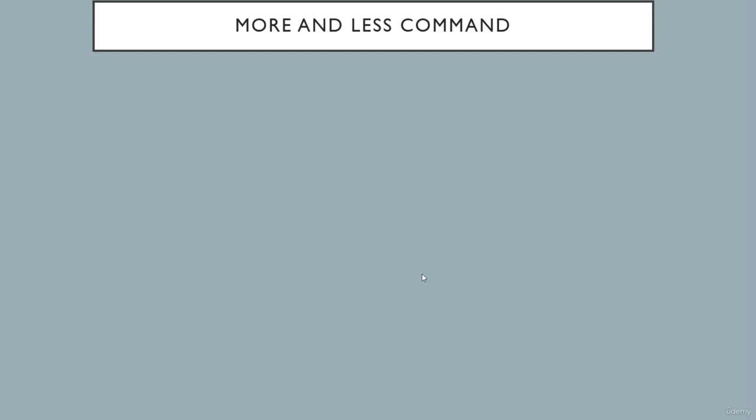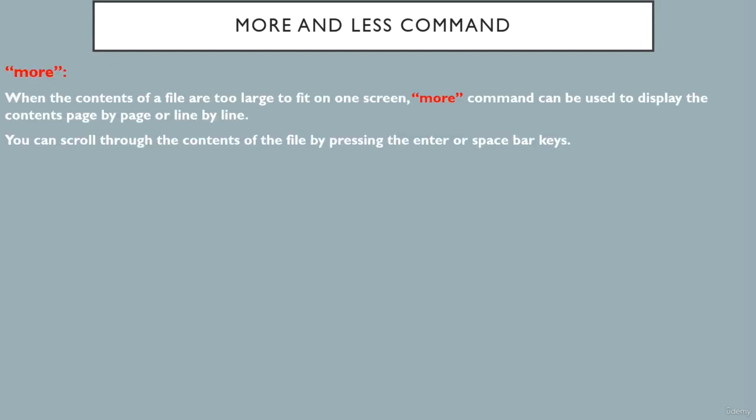In this lecture, we will cover more and less command. Let's start with more. When the contents of a file are too large to fit on one screen, more command can be used to display the contents page by page or line by line. You can scroll through the contents of the file by pressing the Enter or Spacebar keys. Let's look at some of the examples.